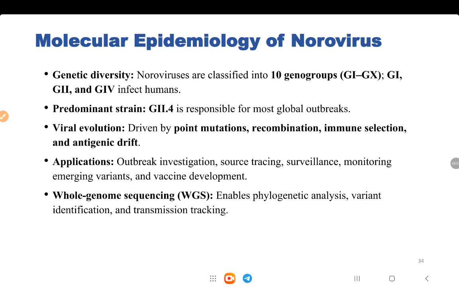Molecular epidemiology of norovirus. Noroviruses are classified into 10 genogroups, with groups 1, 2, and 4 infecting humans. Group 4 is the predominant strain, responsible for most global outbreaks. Evolution of the virus is driven by point mutation, recombination, immunoselection, and genetic drift.